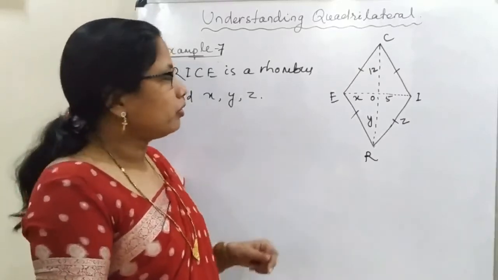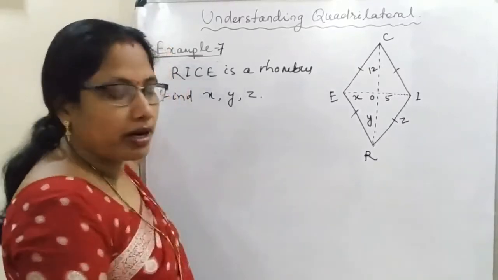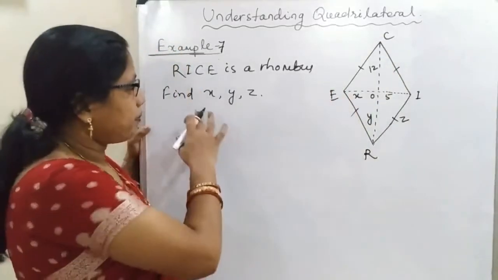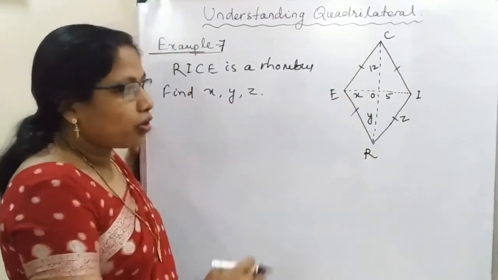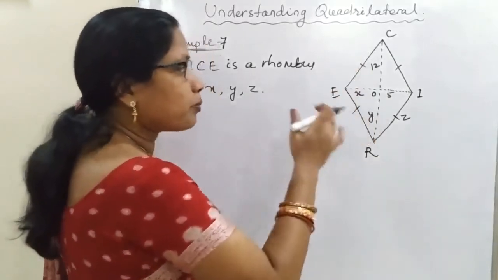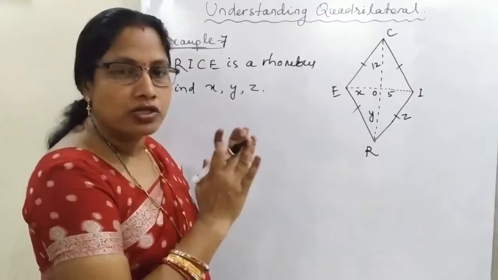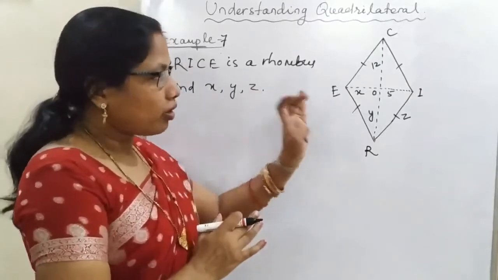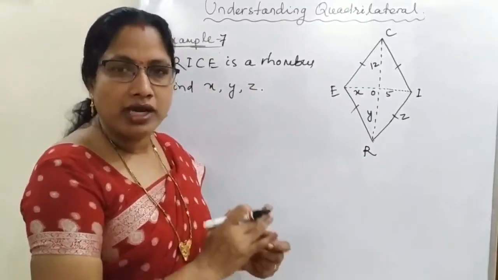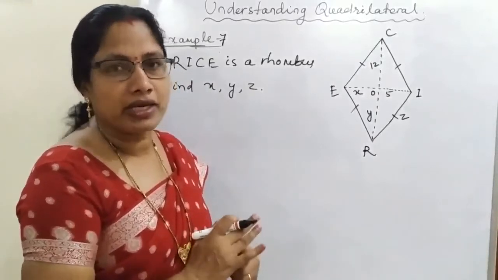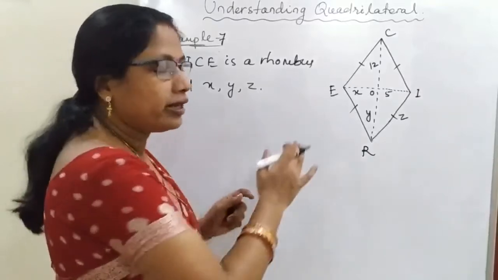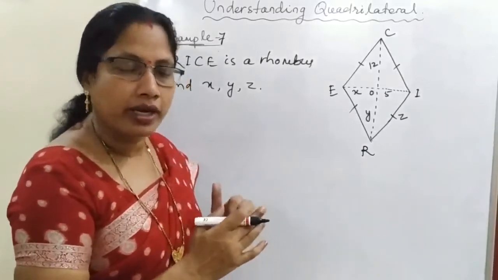Next example, here in this figure RICE is a rhombus and find X, Y, Z. What are given here? So what are the properties of a rhombus? First we have to recall. In a rhombus all the sides are equal and the diagonals perpendicularly bisect each other. So by using these two properties, we will find the values of X, Y and Z.